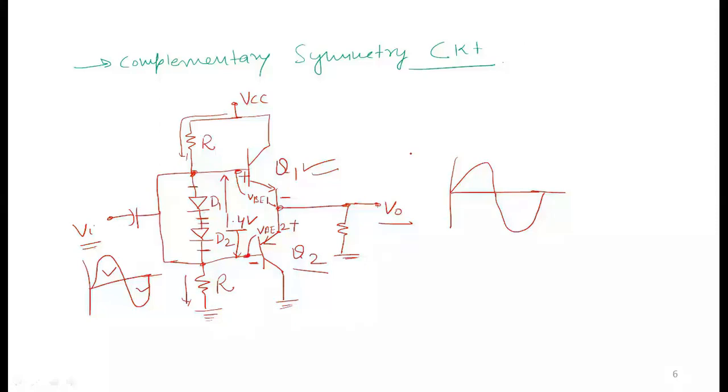Hence, we can see that by using the class AB amplifier, whether in the push-pull configuration or the complementary symmetry configuration, we can resolve the crossover distortion problem. Thank you.